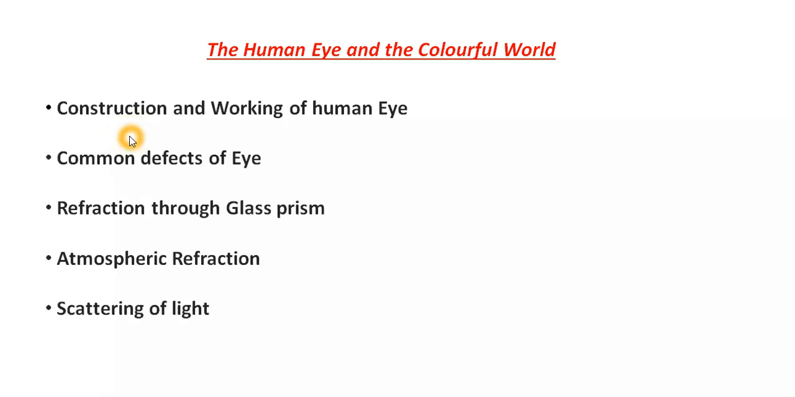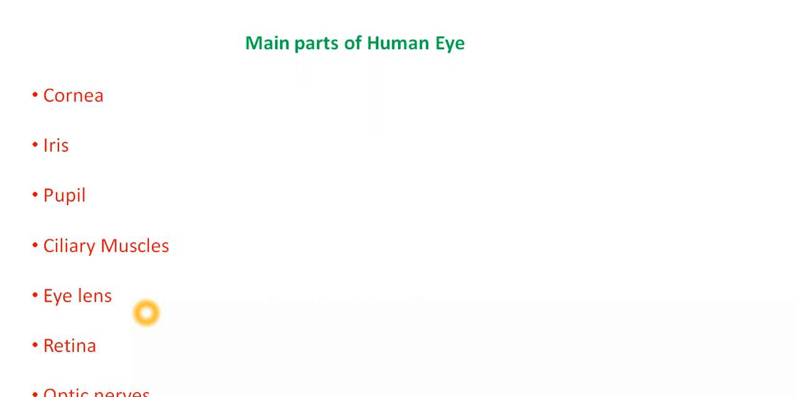Then we will discuss the common defects of eye. Then refraction through glass slab. Then we'll discuss atmospheric refraction, and at last we will discuss scattering of light by the atmosphere. So let's start with the human eye. The main parts of the human eye are cornea, iris, pupil, ciliary muscles, eye lens, retina, and optic nerves.